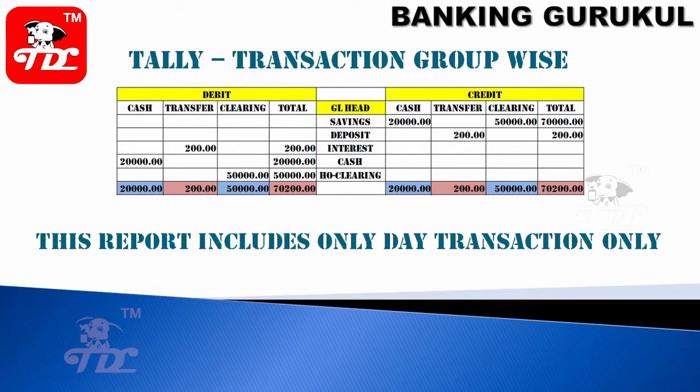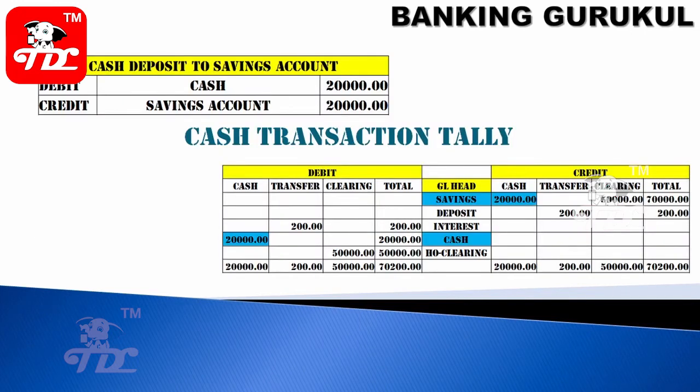This report includes only day transactions, a particular day. If you are tallying for today, this report will be generated for only today. So in daybook we see the different transactions tally. In my example, you can see the cash transaction tally.